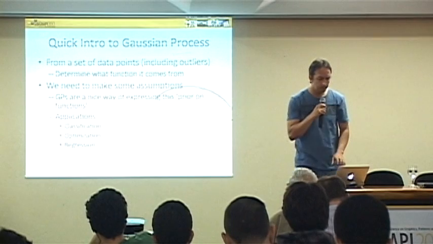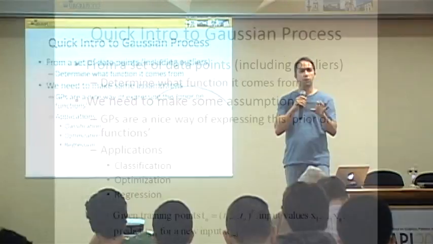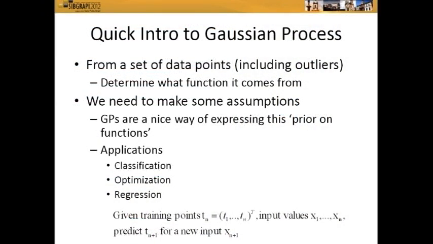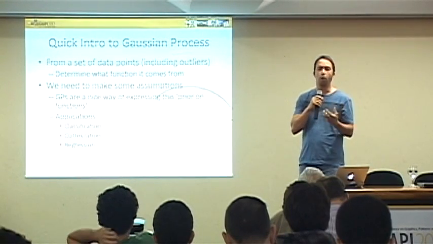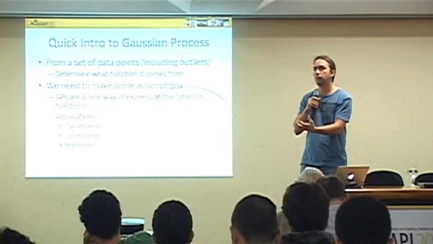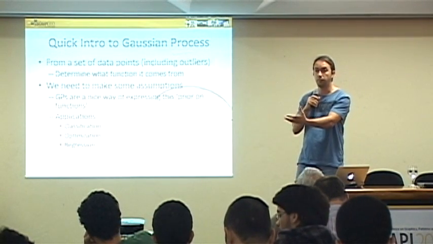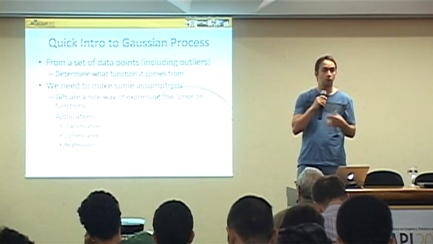So I'll quickly give an introduction to Gaussian processes. Of course, the focus here is not to go into too much detail on this. There's a lot of literature there, a lot of details in the paper. So imagine you have a set of data points, and you don't know if these points are real, if they belong to something real, or if they're just noise or outliers.